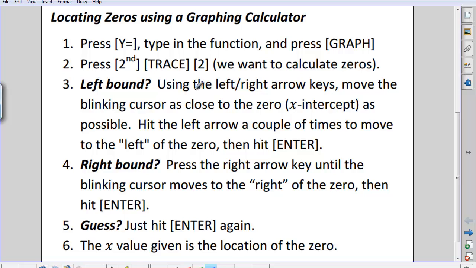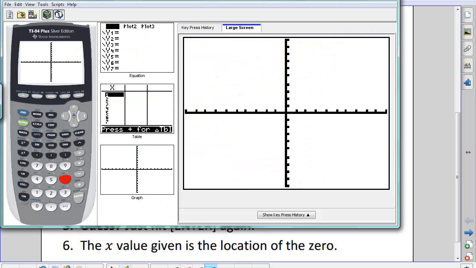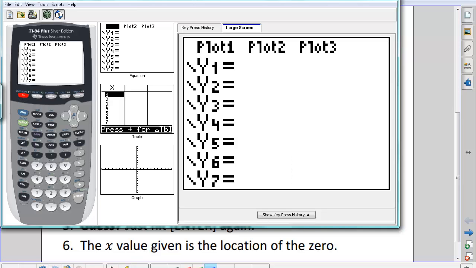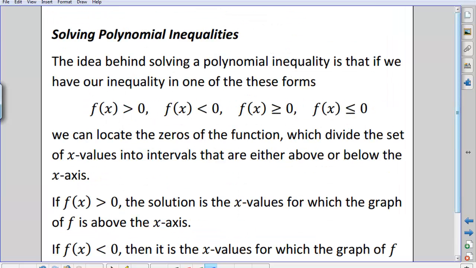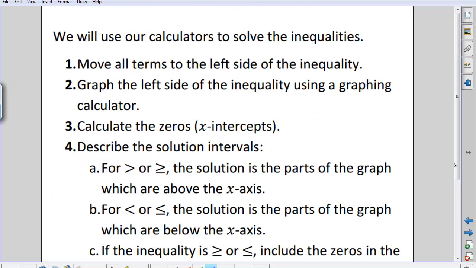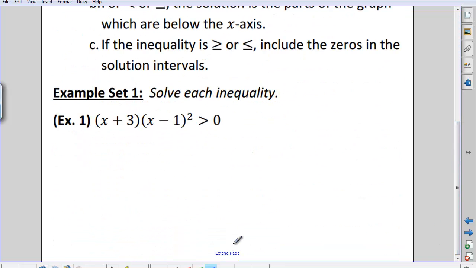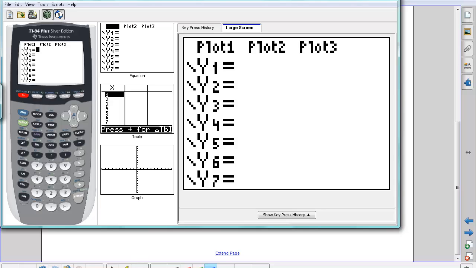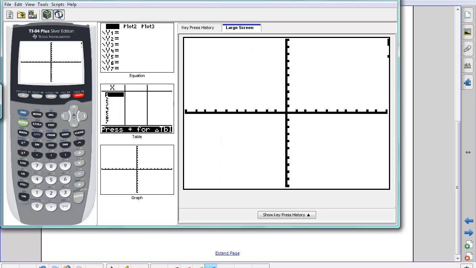Okay, so let me first get the function typed into the calculator. The first step is just to get your function graphed. So let's do that, and I'm going to use the function we're going to start with in the first example. That's x plus 3 times x minus 1 squared. So I'm going to just use that for our first example. Here's the graph of that function.